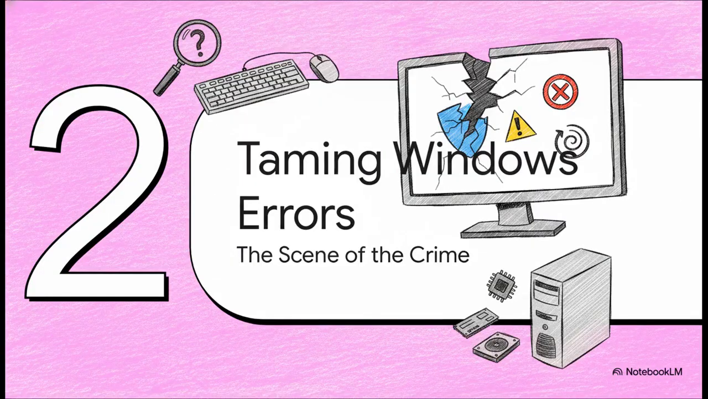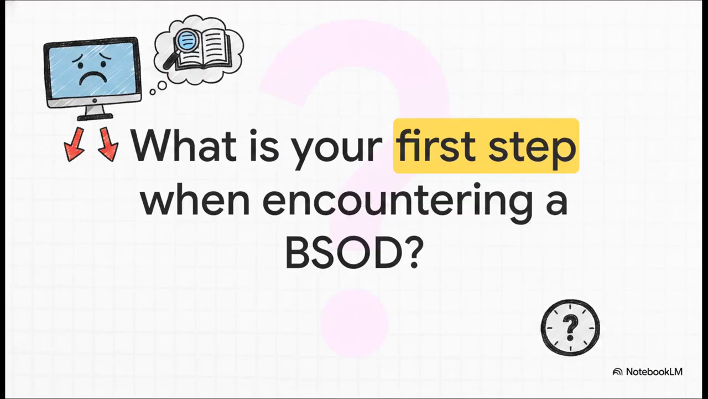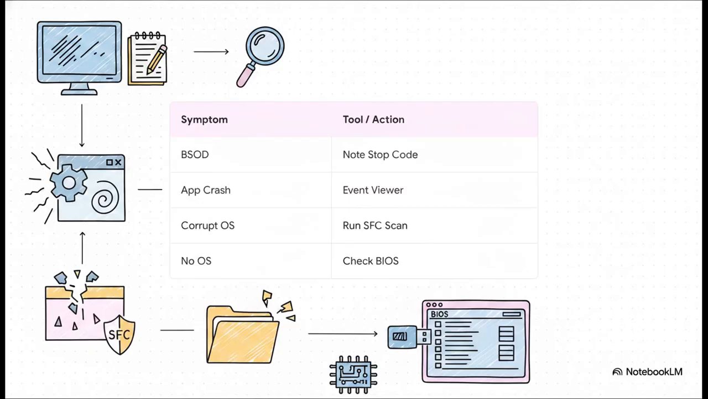Moving on to Section 2, Taming Windows OS Errors, the scene of the crime. Imagine a user staring at their monitor in absolute terror. They've just been hit with the infamous blue screen of death. It makes you wonder, what is the very first thing you should actually do when encountering a BSOD? You can't just guess here, right? You need evidence. And it's all about matching that evidence to the proper investigation protocol.